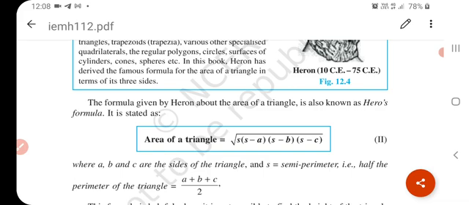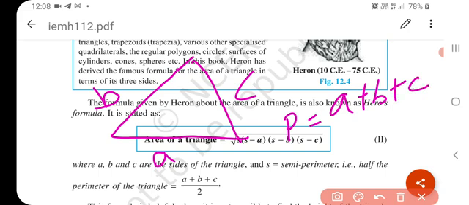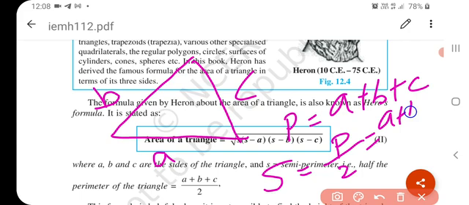And you know how to find the perimeter. If the sides are given then we can easily find the perimeter. If this is a, this is b, this is c, then the perimeter is a plus b plus c. And what do we mean by half of the perimeter? If I want to find the semi-perimeter s, I will do p upon 2, where p is a plus b plus c, upon 2. Okay, understand? So this way you can find the semi-perimeter.